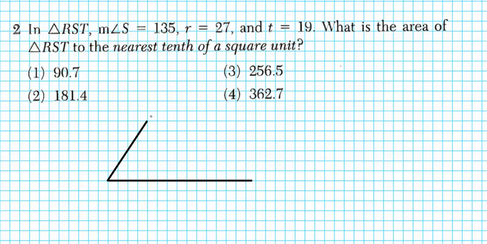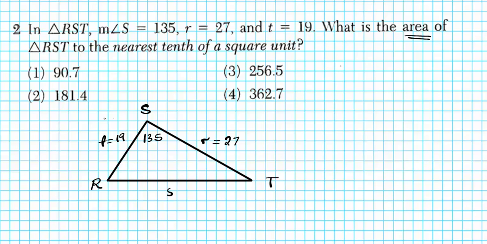So, angle S is 135, so we're going to put it right here. So this is 135. Side R is right here, little r. 27 is bigger than t, so this is going to be big R. Side t is 19, so this is going to be big T, and this is going to be little s. We're asked to find the area. What type of triangle is this?